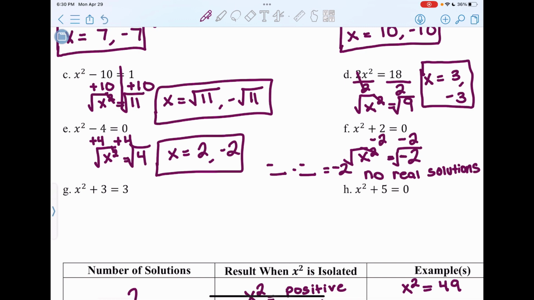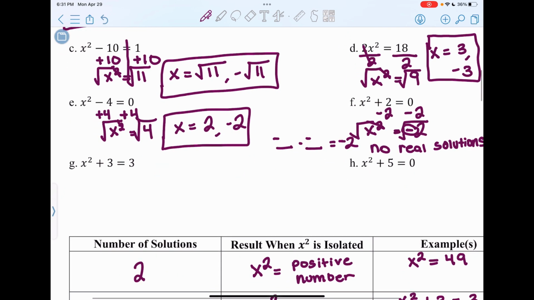It is impossible to take the square root of a negative number. So if you are ever taking the square root and you notice that inside your radical is negative, there are no real solutions.